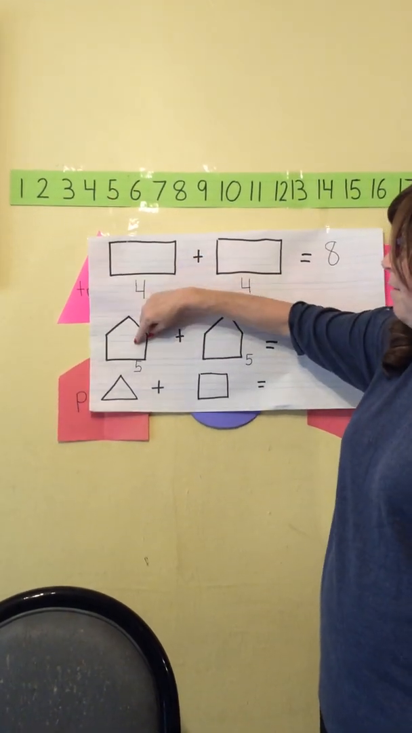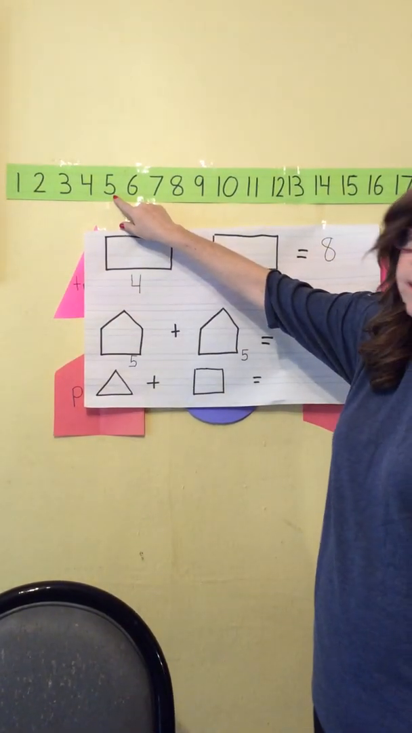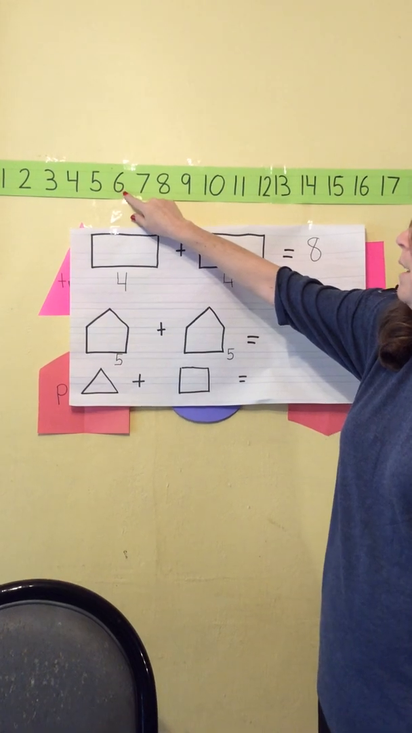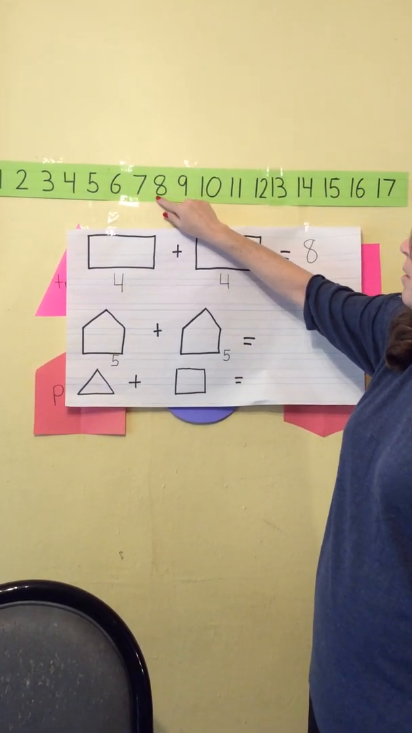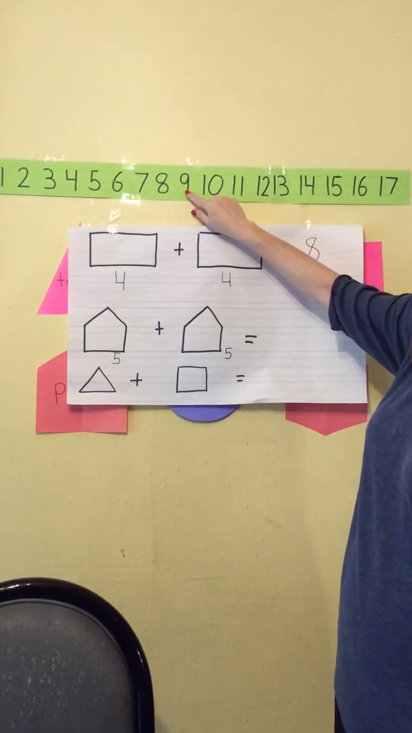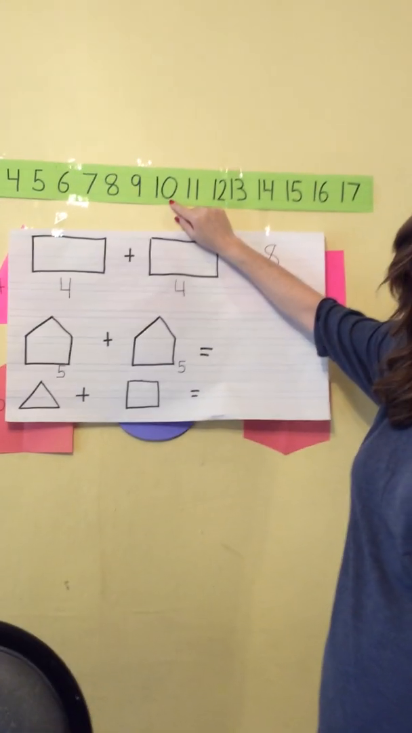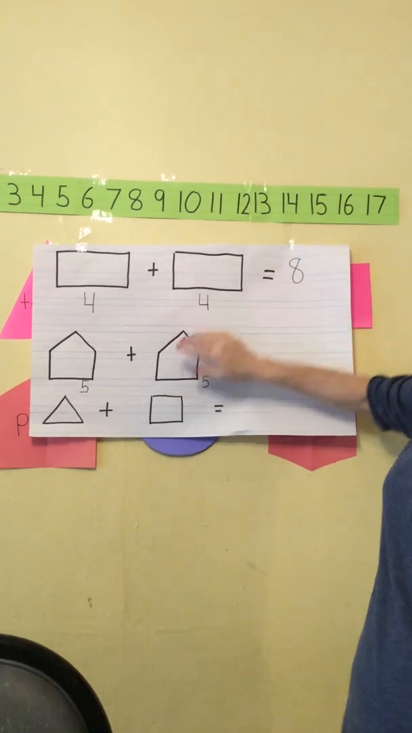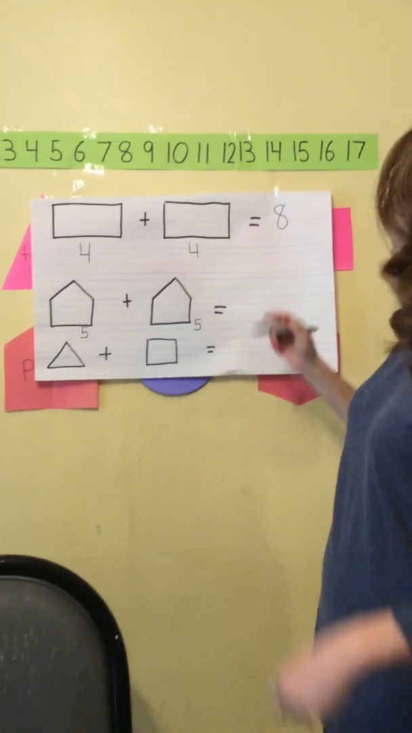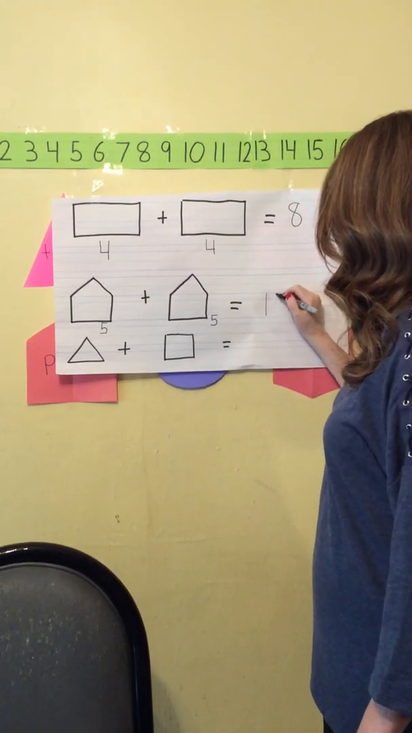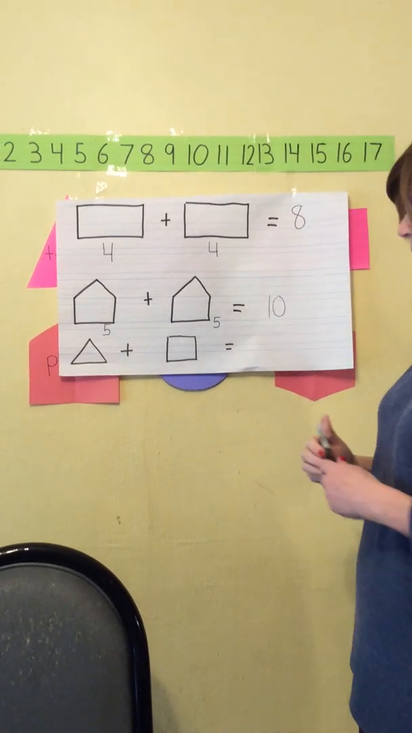Here's 5. The first pentagon has 5 sides. We need to count 5 more. 1, 2, 3, 4, 5. What number did I land on? The number 10. These two pentagons together have 10 sides.